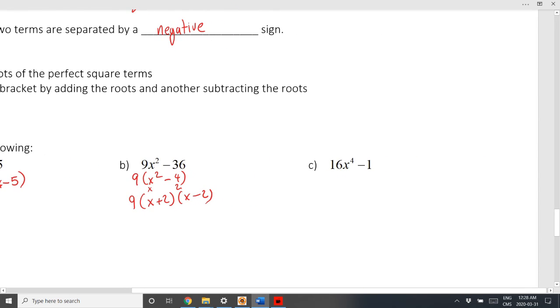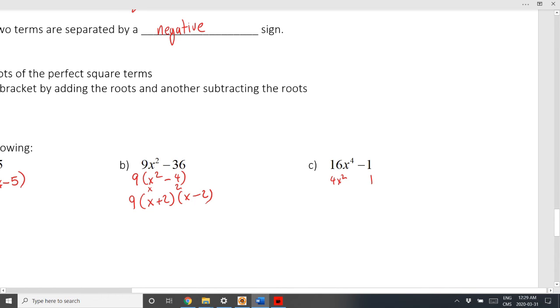Okay, let's take a look at this one. Uh-oh. This is a perfect square, but it's more than that. So I'll show you how this one works. The first thing that we're going to do is take the square root of each of these perfect squares here. So we're going to square root 16x to the power of 4, and we're going to get 4x squared. And then we're going to take the square root of 1, which is 1.